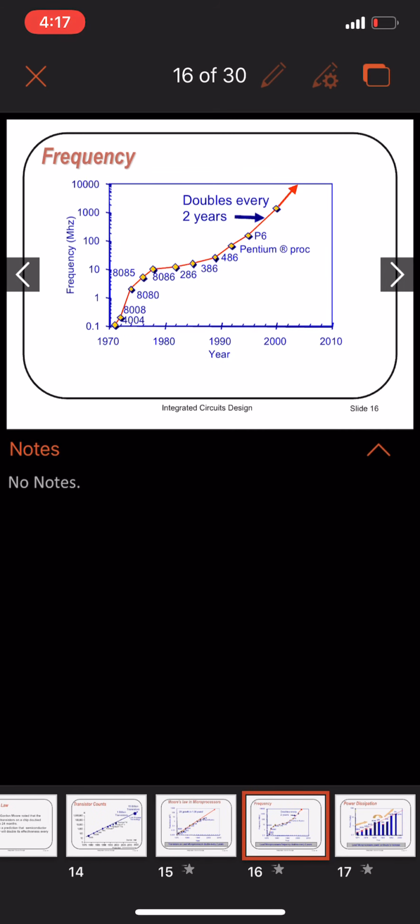Frequency. In integrated circuits, frequency also doubles every 2 years. Here you can see the trend between the frequency and the number of years.